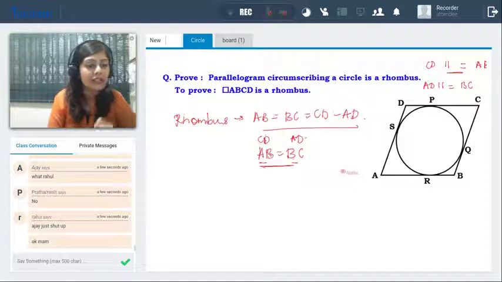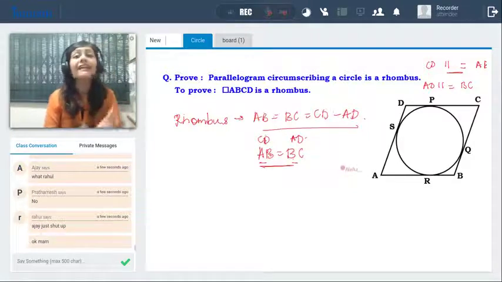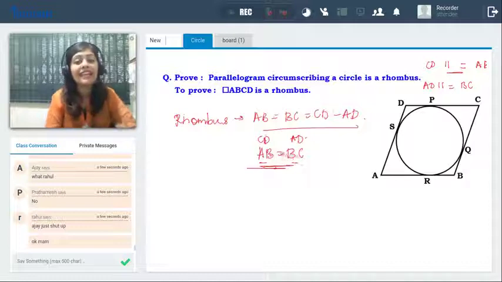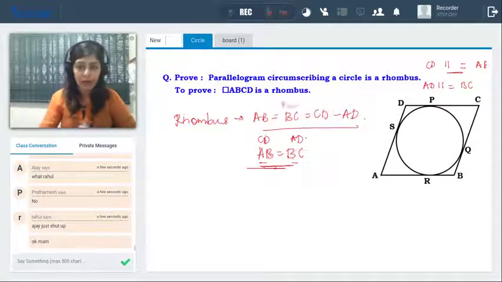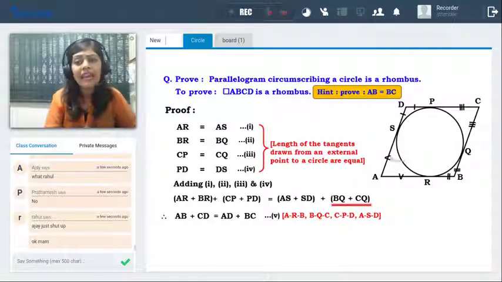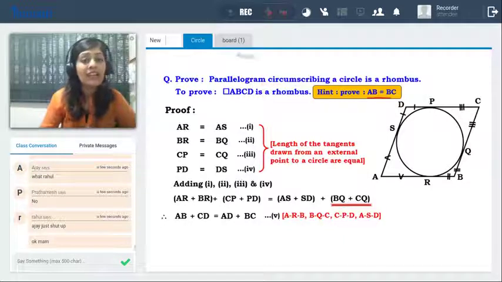If a quadrilateral is a parallelogram, to prove that it is a rhombus, we just need one pair of adjacent sides to be congruent. Okay. So now I have concluded that I am going to prove AB and BC congruent. Okay, that is my hint. AB and BC, I will prove them to be congruent. Now let's look at the steps to do that.